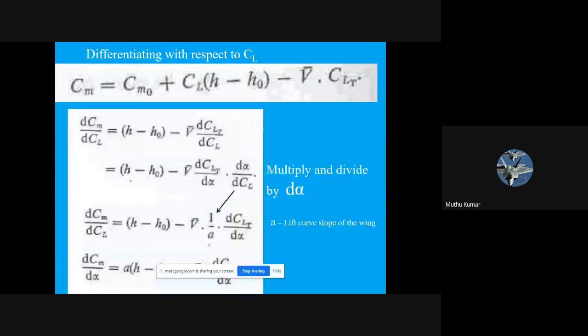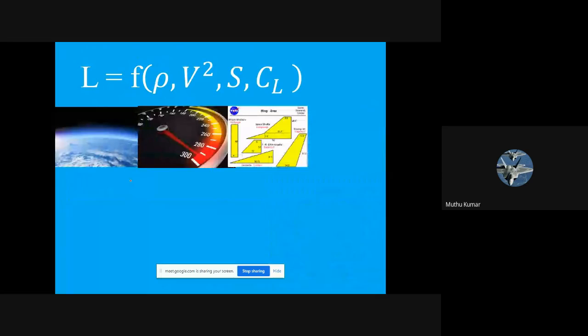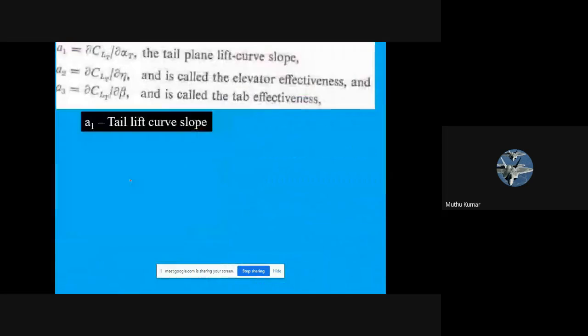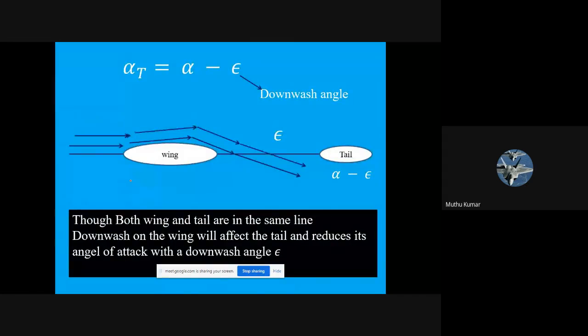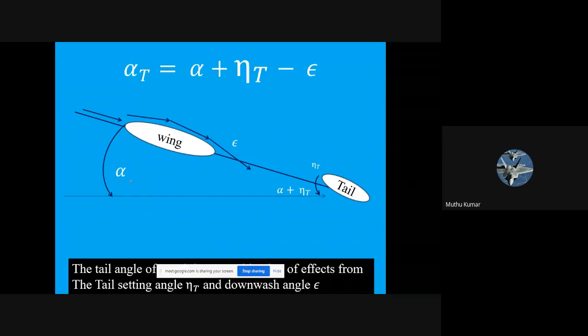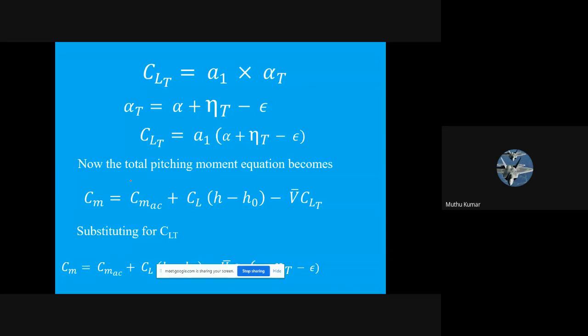Okay, so let me just skip the derivation part, because it is a big derivation, a really big derivation. Let's look at the result. So this would be your final equation after derivation. Probably final year students in your class may have completed this derivation. There is a good chance. Cm is equal to the moment about the aerodynamic center of the wing, CL into h minus h naught, what it is from the wing. I used some substitutions and changed it like this. I have converted this CL t in every way possible, because instead of speaking in terms of the tail lift coefficient, I am speaking with respect to the wing angle of attack, eta T, and the downwash angle. Eta T is the tail setting angle.